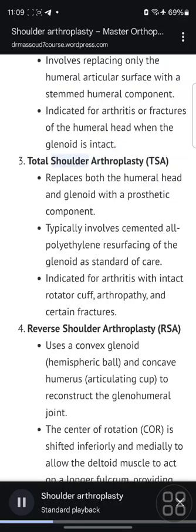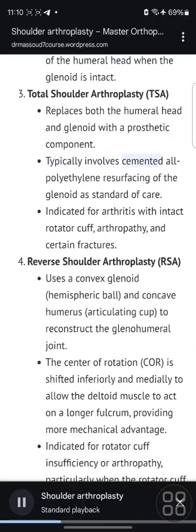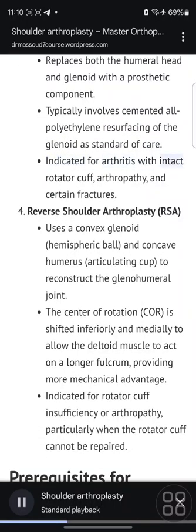3. Total shoulder arthroplasty, TSA. Replaces both the humeral head and glenoid with a prosthetic component. Typically involves cemented all-polyethylene resurfacing of the glenoid as standard of care. Indicated for arthritis with intact rotator cuff, arthropathy, and certain fractures.